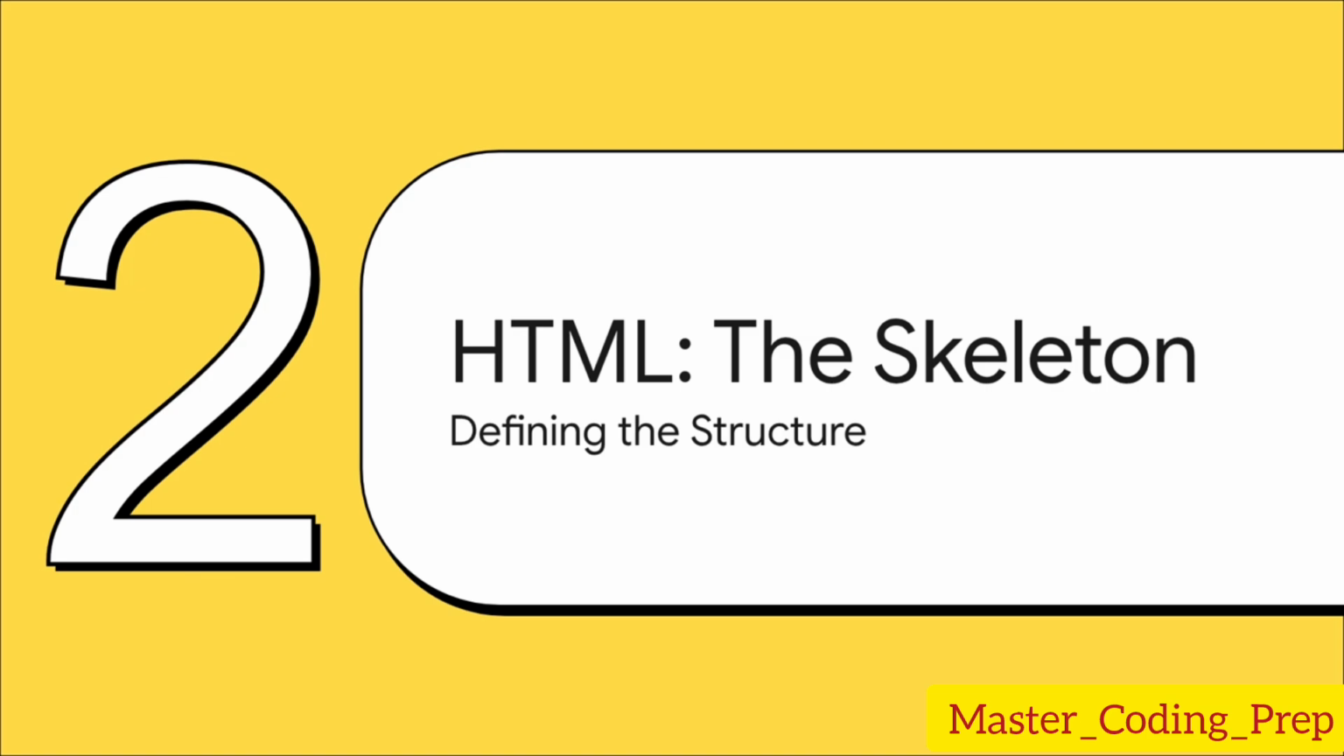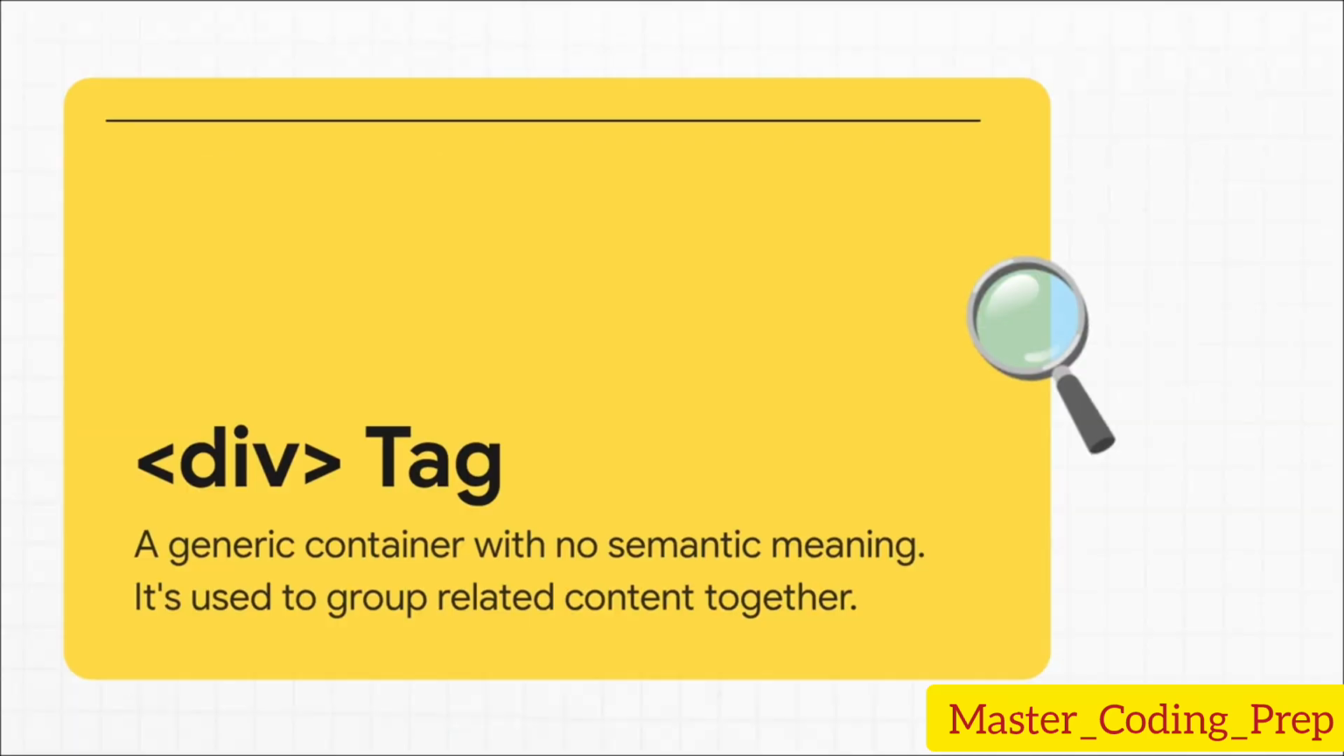HTML could not care less about colors or fonts or any of that visual stuff. Its only job is to give the page structure. It defines the headings, the paragraphs, the images. It's the bare-bones skeleton that everything else gets attached to. And the most common piece of that skeleton? It's called the div. The best way to picture a div is as a plain, empty cardboard box. You can put stuff in it to keep things organized, but the box itself, well, it doesn't tell you anything about what's inside. It's just a generic container.